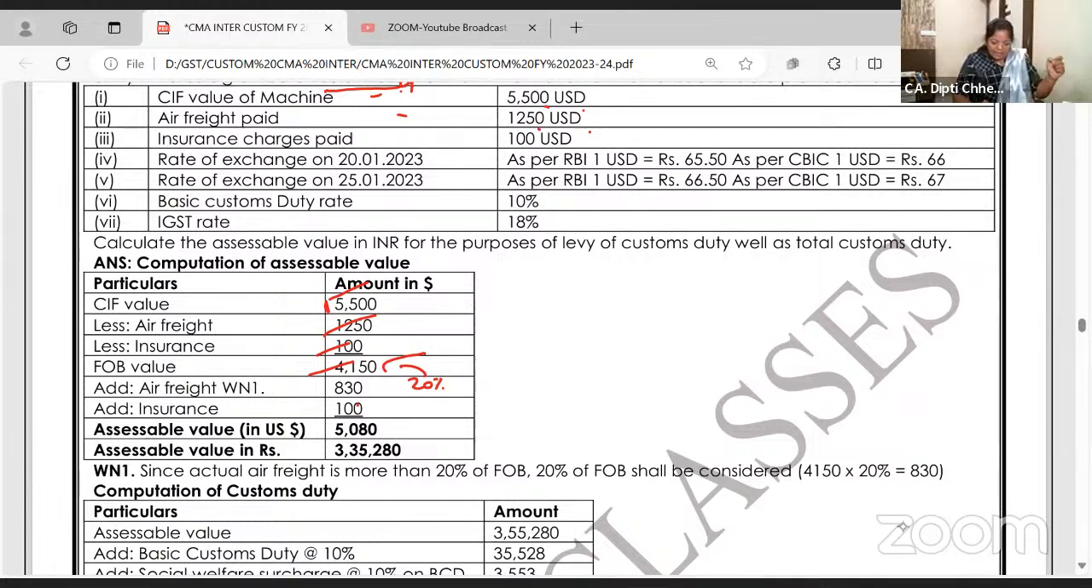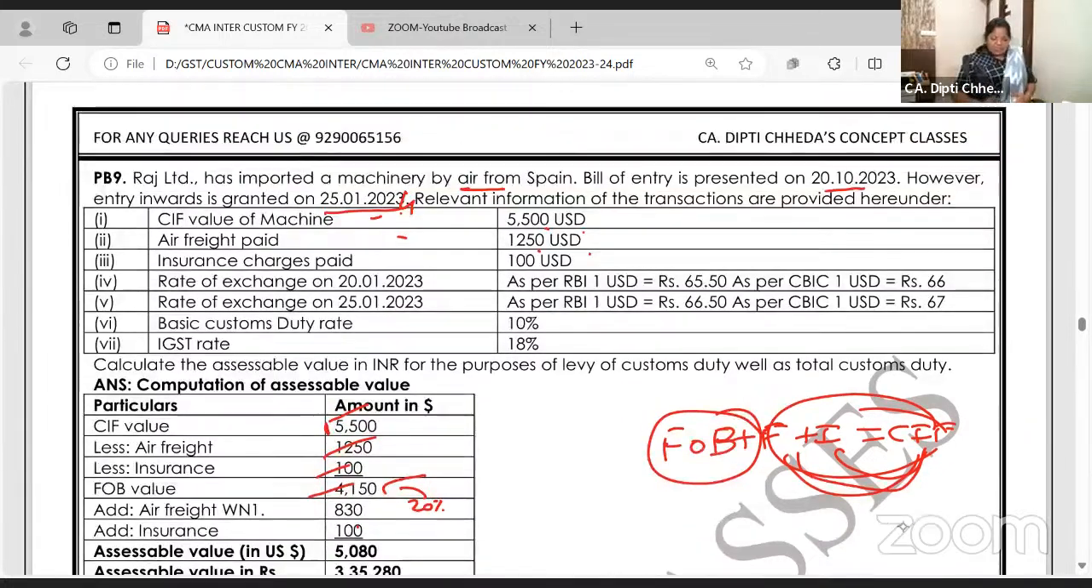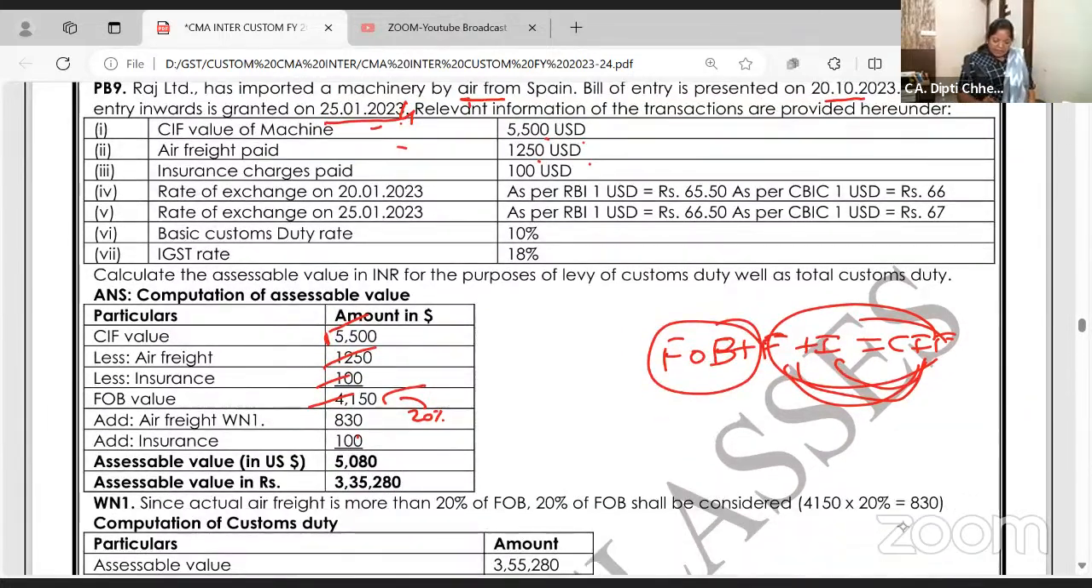What is actual air freight? 1250, not allowed. Ma'am, then why did you deduct this? Because FOB plus freight plus insurance is CIF. So if CIF is given, you will minus this, then only you will get the FOB, no? And once you get the FOB, now you know that the goods have come by air. So freight cannot be more than 20%. And insurance, they have given actual. If they don't give, then you have to take 1.125% of FOB. Done? You get the assessable value.